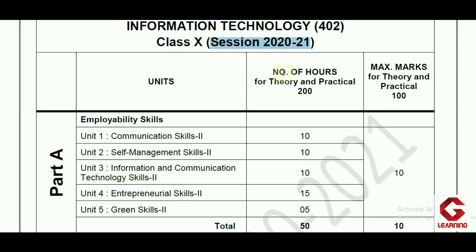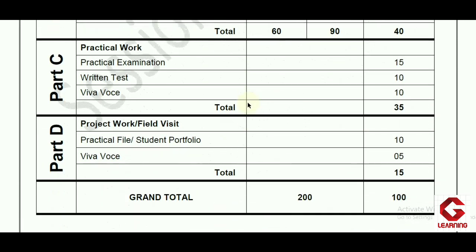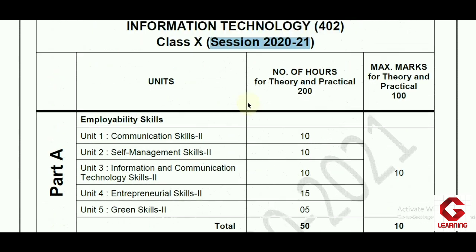So here in the syllabus, as you can see, details are there. First of all, this is part A, part B, part C and part D, so overall 4 parts are there. But before explaining the details of the syllabus, first of all I want to share with you how you can download the syllabus as well as the study material from the CBSE website.